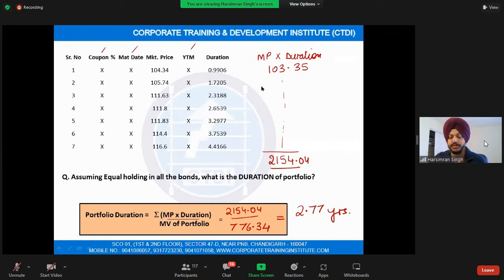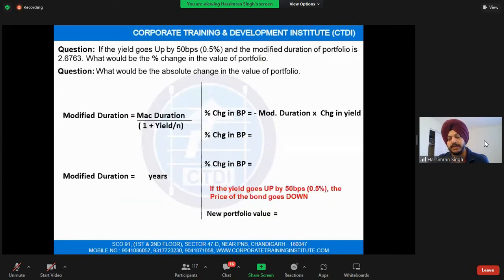Now, next question. So now the examiner also knew that you will not be able to solve this question. So your next question था ना, उसने ऐसे दिया: if the yield goes up by 50 basis points and the modified duration of the portfolio is this much. So basically, he gave you the modified duration in the question and he asked you to calculate the percentage change in the value of portfolio.